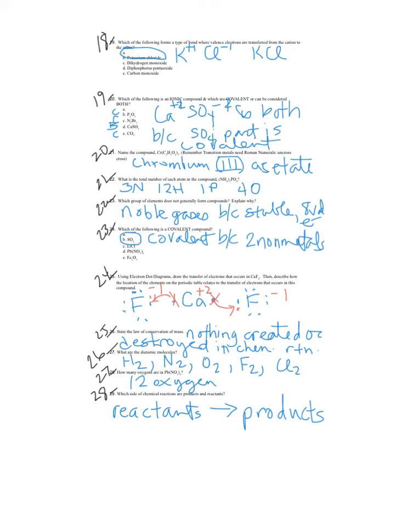How many oxygens? So you've got to multiply the 4 times 3 for 12 oxygens. 28, which side of the chemical reactions are products and reactants? The reactants are on the left side, and the arrow points to the right to the products. Balance the following reactions. Those balanced reactions are on the next page.